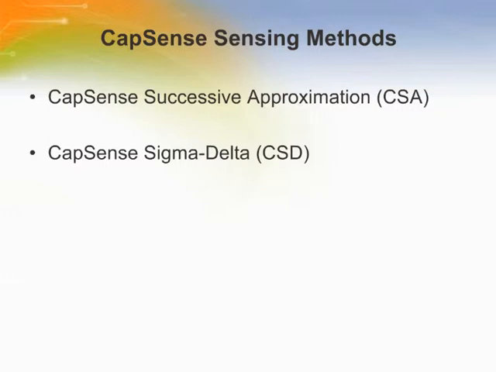So now that we know how switched capacitors work, how is that used to create the capacitive sensing solutions mentioned earlier? Let's first take a look at CapSense successive approximation, better known as CSA, and then at CapSense sigma delta, or CSD.